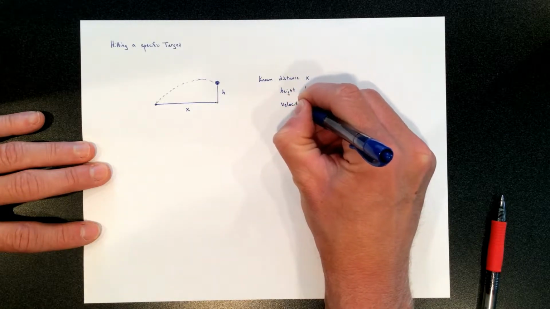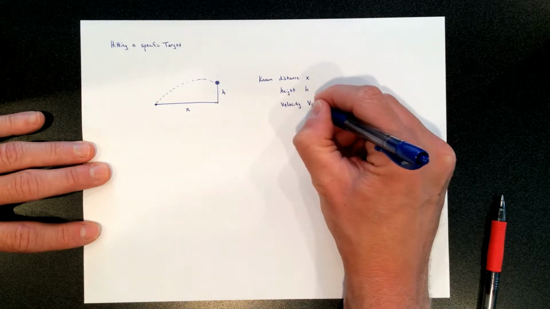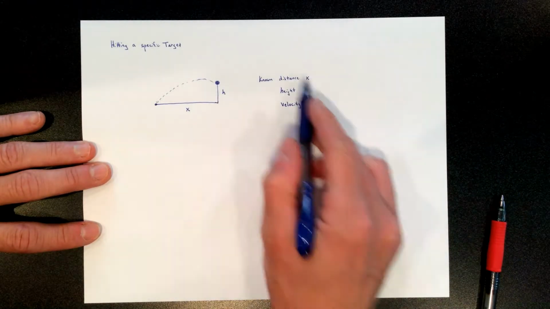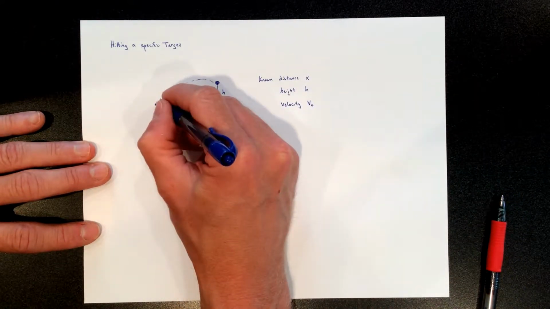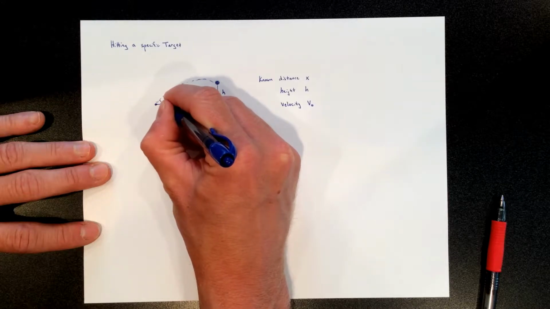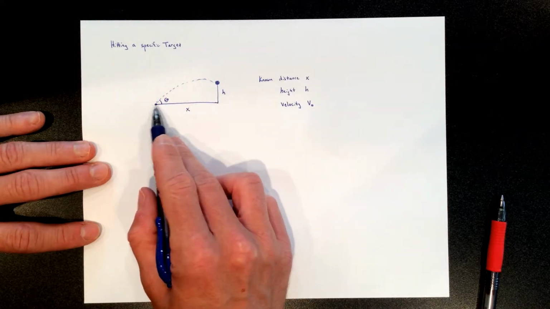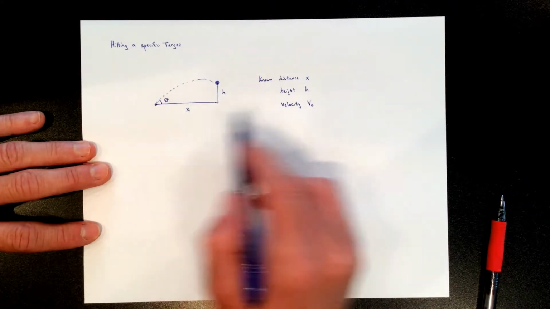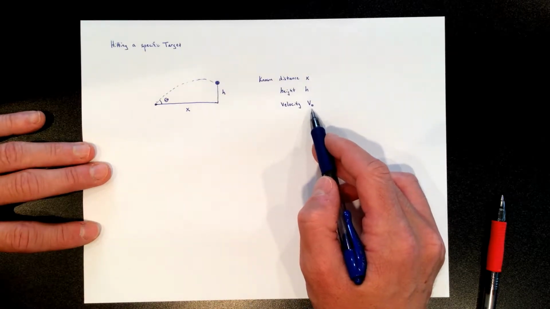Well, in this case, we don't really know the velocity. We just know the speed, right? We just know v naught. So that's what we know here. And what we want to find is the launch angle. What launch angle will make it go a distance x and hit a target h, given the fact that we do know how fast this is going to be.